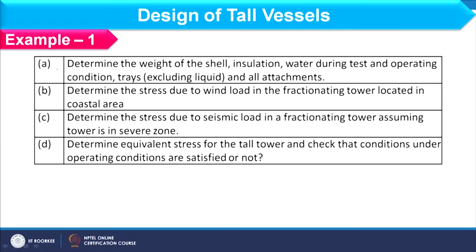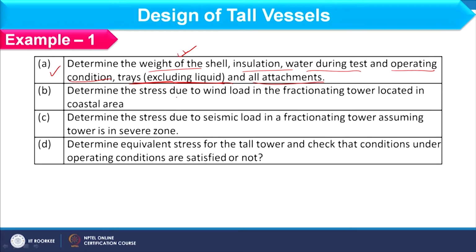So, in this way different parameters are given to us, and now we will focus on different points that we have to calculate. So, let us see that. First of all, we have to determine the weight of shell, insulation, water during test and operating conditions, trays excluding liquid, and all attachments. So, we have to find out the weight of all these components.